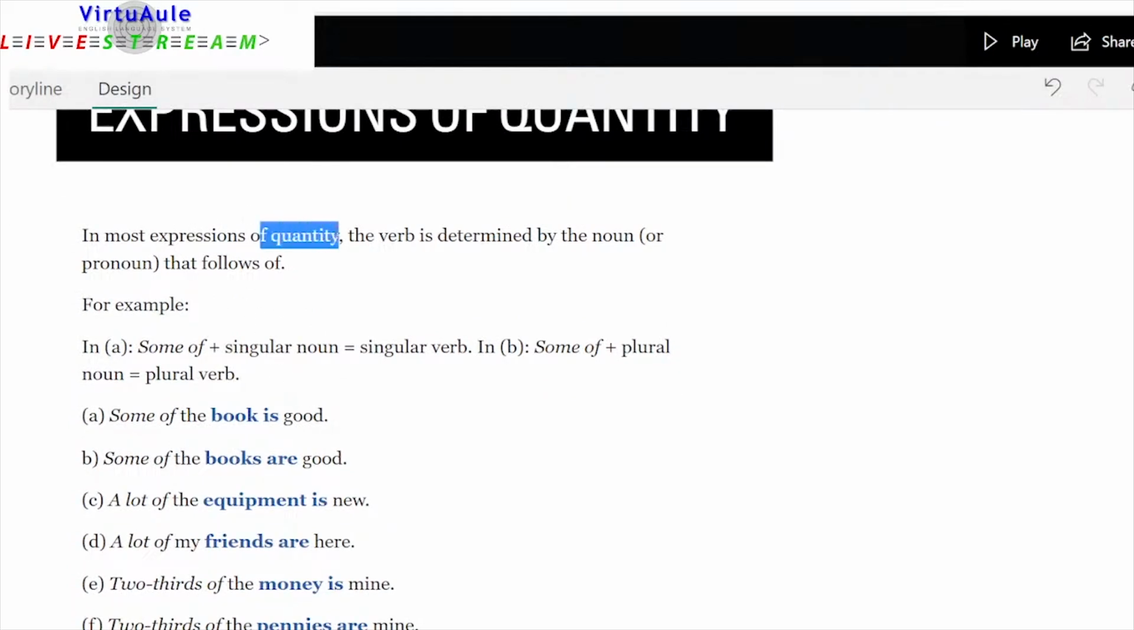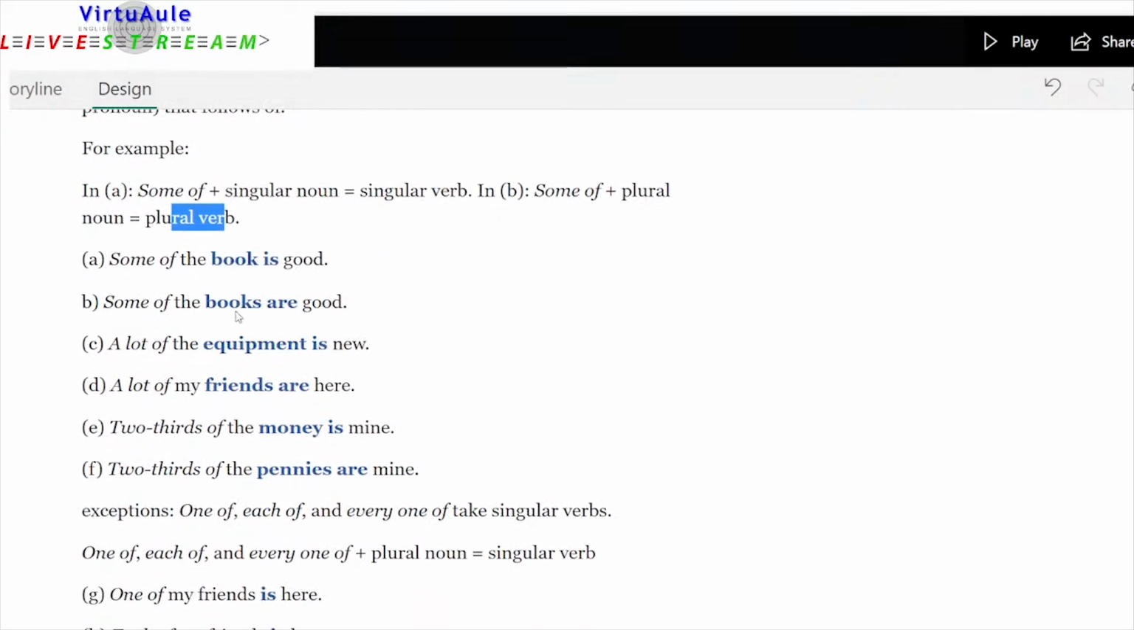In most expressions of quantity, the verb is determined by the noun or the pronoun that follows of. For example, some of plus a singular noun, a singular verb. Some of plus a plural noun takes a plural verb. Examples: some of the book is good. The book is singular. Some of the books are good.